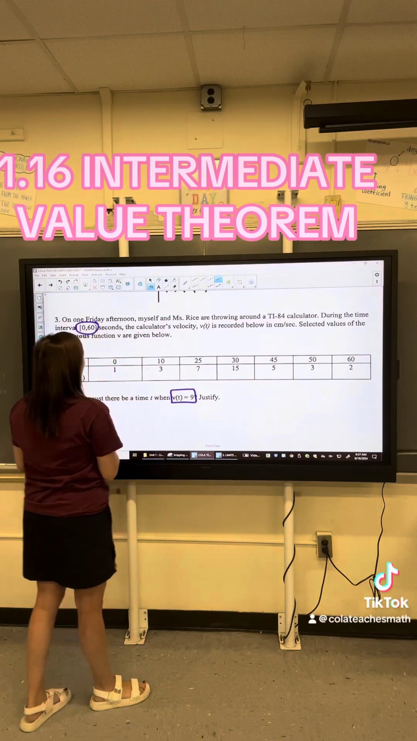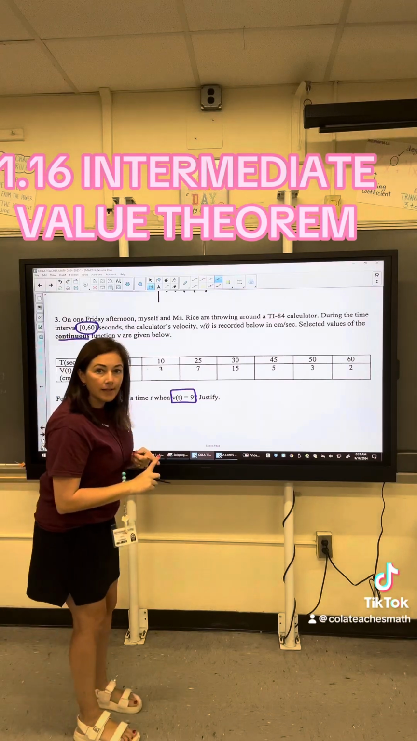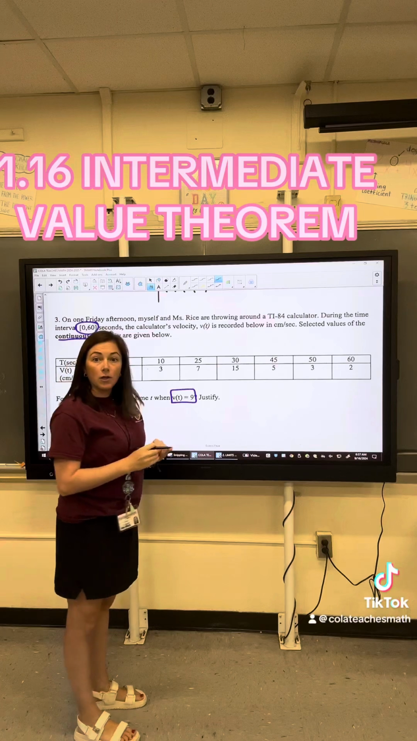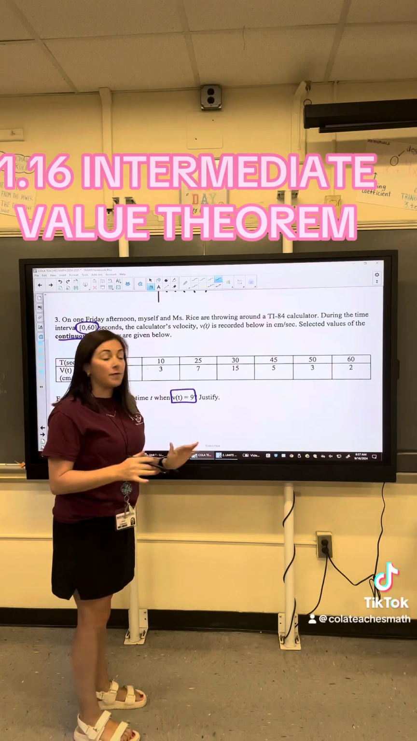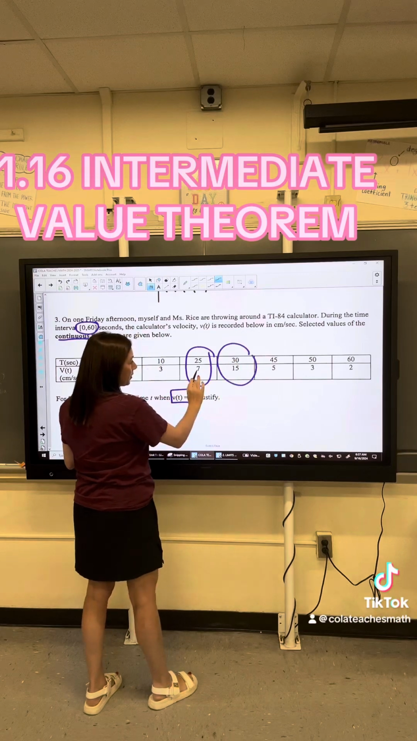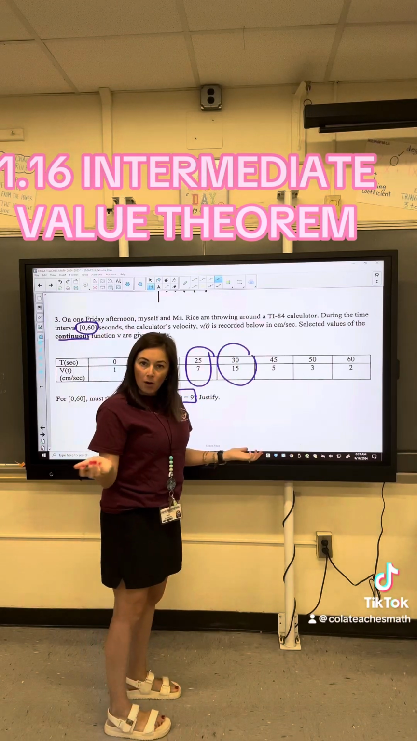All right, so step 1. I tell you that we are continuous. Next step, look at the table, pick 2 coordinates in the given interval where we're definitely going to hit a y value of 9. So I'm going to choose between here and here, because to go from 7 to 15, we're going to hit a y value of 9. Now we just have to write it out.